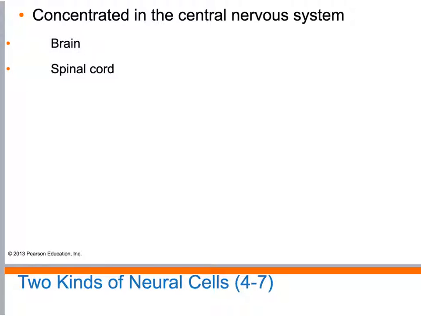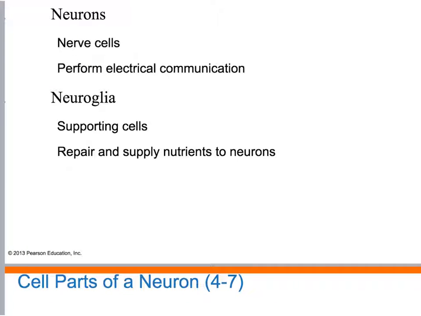Most of the neural tissue is concentrated in the central nervous system, and that's the brain and spinal cord. That contains 98% of all the neural tissue. There are 2 types of neural cells, neurons and neuroglia. Neurons are nerve cells, and they perform the electrical communication. Neuroglia are supporting cells, and they repair and supply nutrients to the neurons.